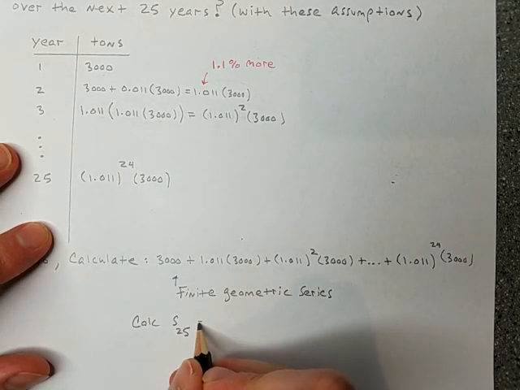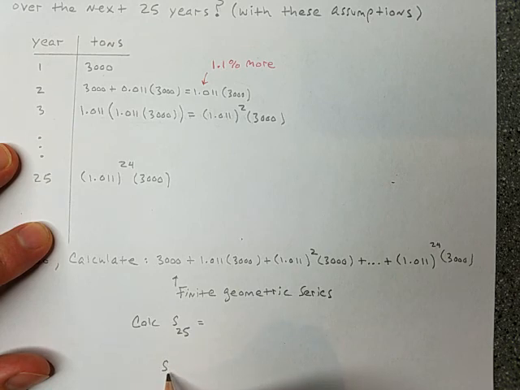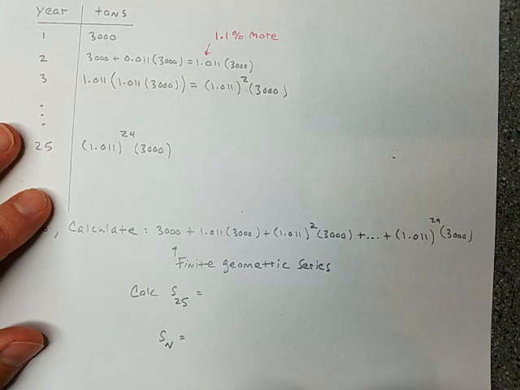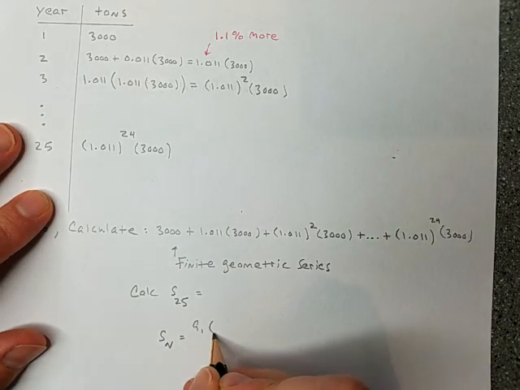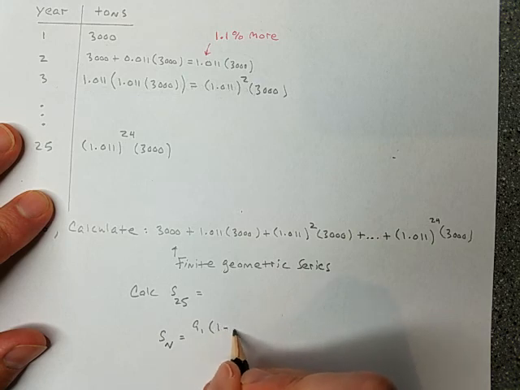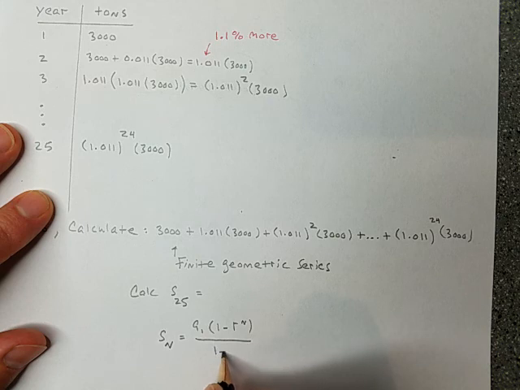So here's the formula that I gave you already. For a geometric series, you can calculate a partial sum like this. The sum of the first n terms of a geometric series is the first term times 1 minus r to the n power, all over 1 minus r.